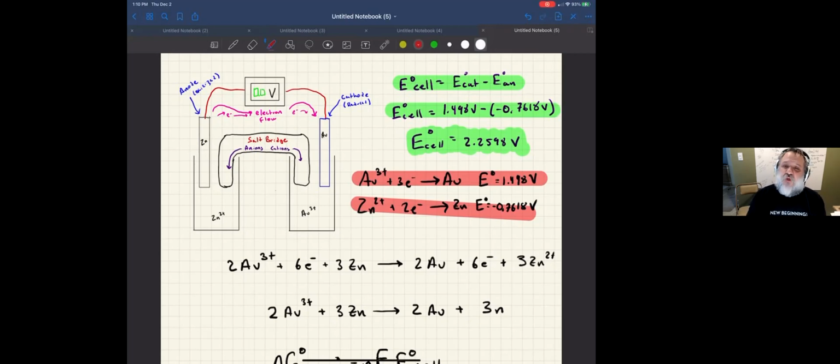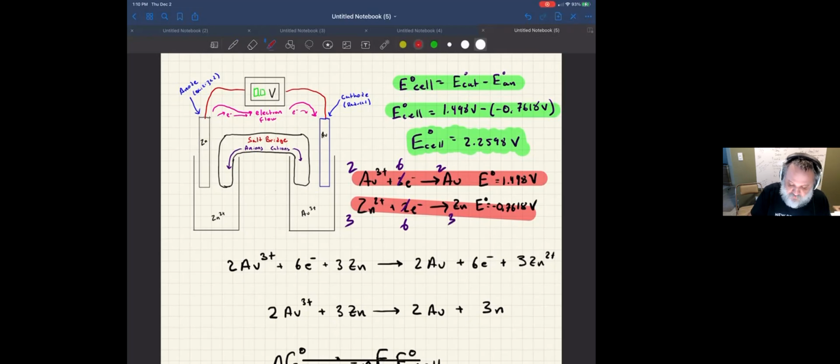At the end of the day, the half reaction shows zinc 2+ gaining 2 electrons to become zinc. So the number of electrons in the half reactions isn't the same, and we need to balance those. What is the common multiple of 3 and 2? I just said it. It's 6. So in order to get 6 for this one and 6 for this one, I need to multiply everything here by 2, and I need to multiply everything here by 3.